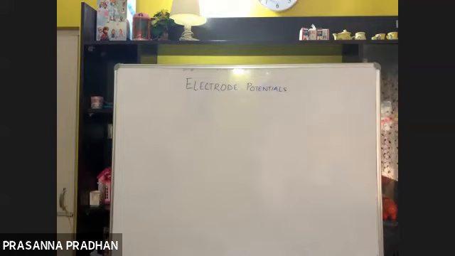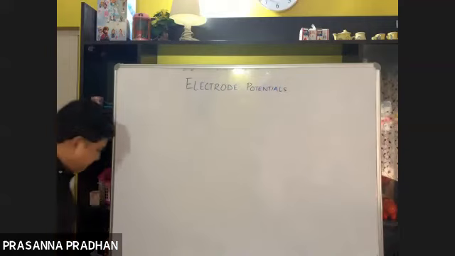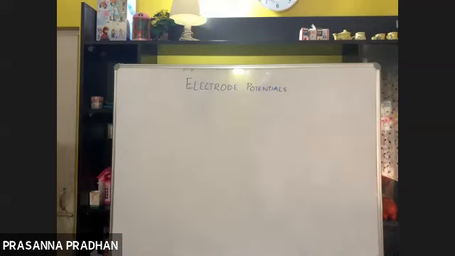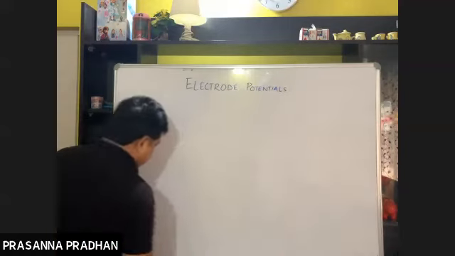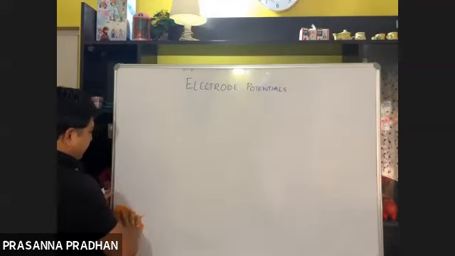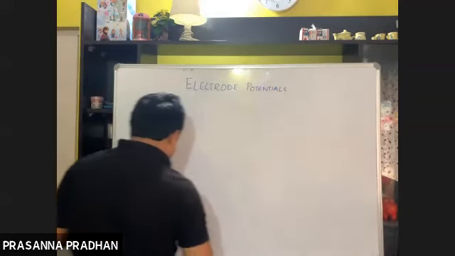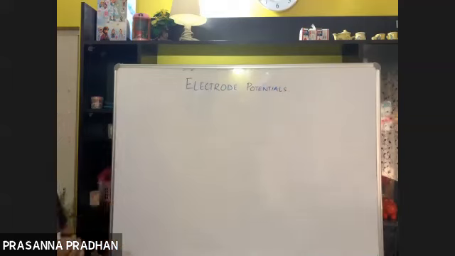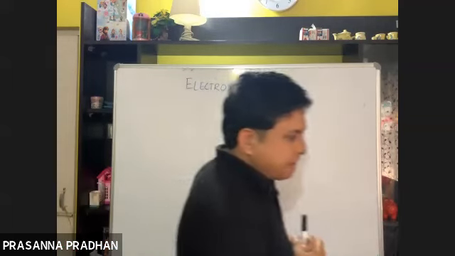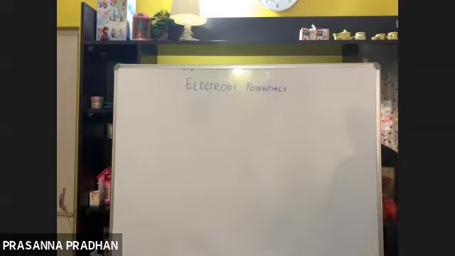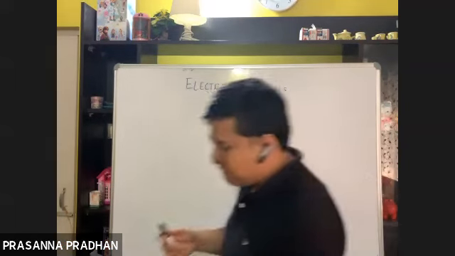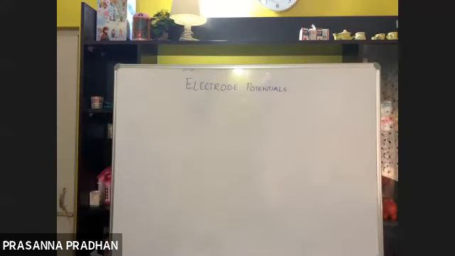Fine. So in the last class we saw that in a typical galvanic cell, or a voltaic cell, there are two types of half cells. One on the left hand side where oxidation occurs, which is known as the anode, and on the right hand side where reduction occurs, which is known as the cathode.